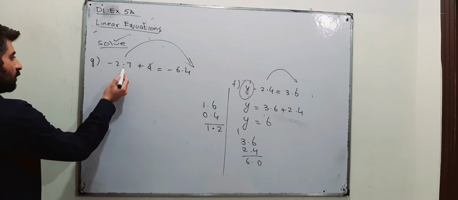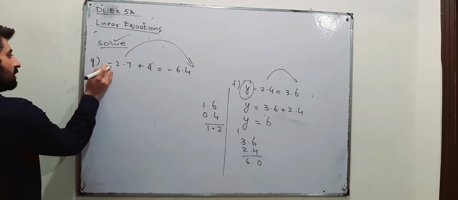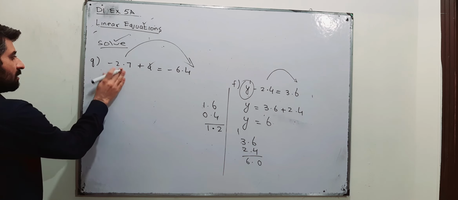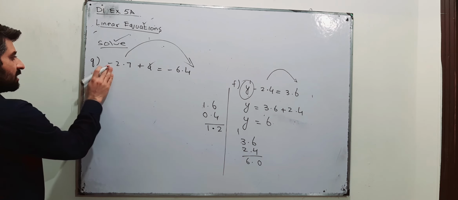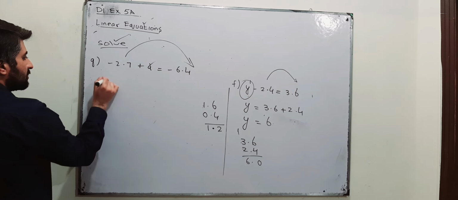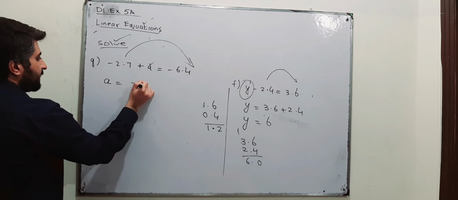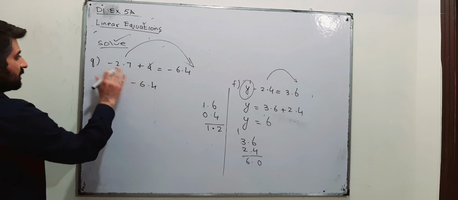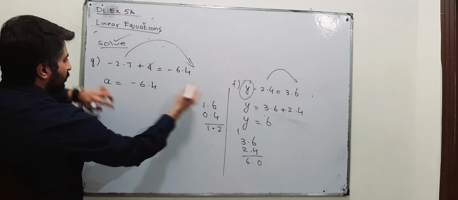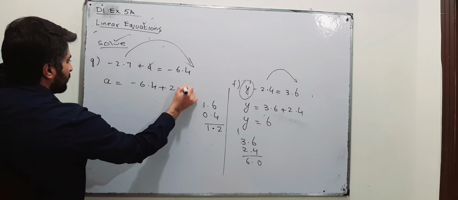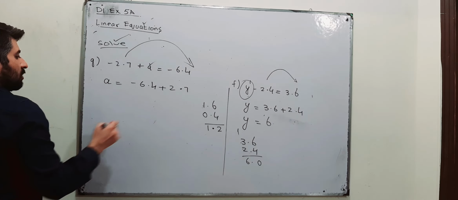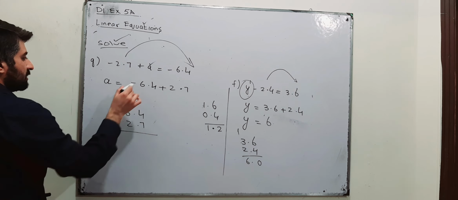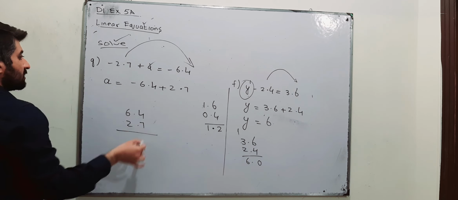This is minus 2.7. The sign comes before the number. This 2.7 is negative. Shift it on the right side, so it will be a. Minus 6.4 will not be disturbed, it will be on its position. This minus 2.7 will be moved on the right side, it will become plus 2.7. What will be the result? I need to subtract them. This is negative. So the answer will be negative.